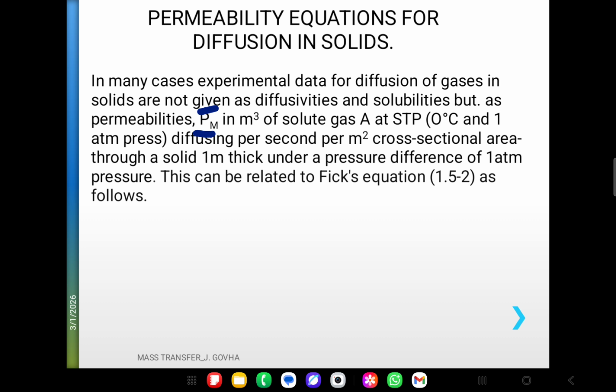in m cubed of solid gas diffusing per second per square meter cross sectional area. So this will be through a solid 1 meter thick under a pressure difference of 1 atm. And this permeability can be related to Fick's equation as follows.